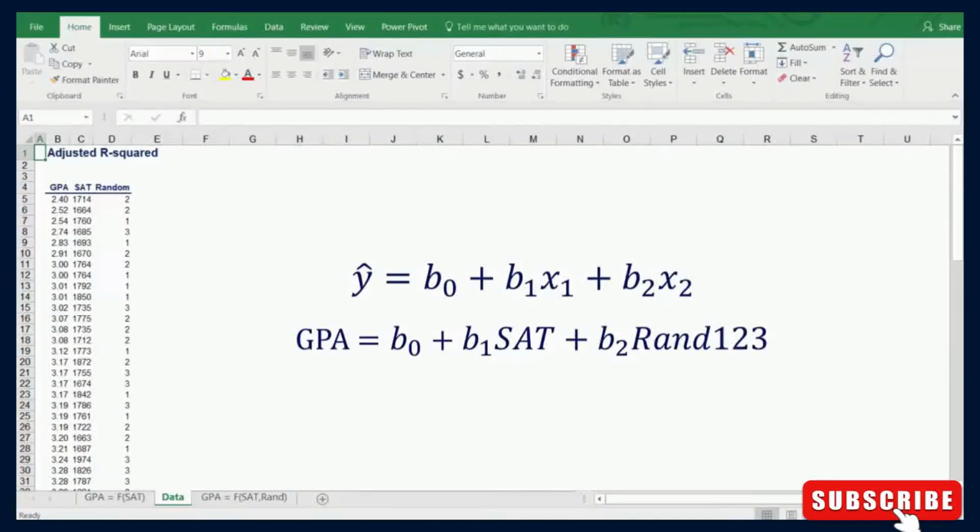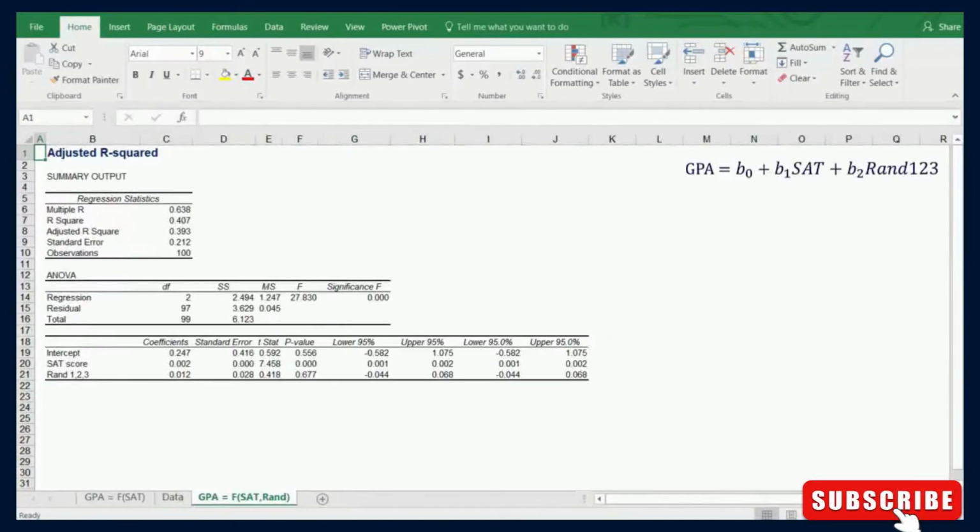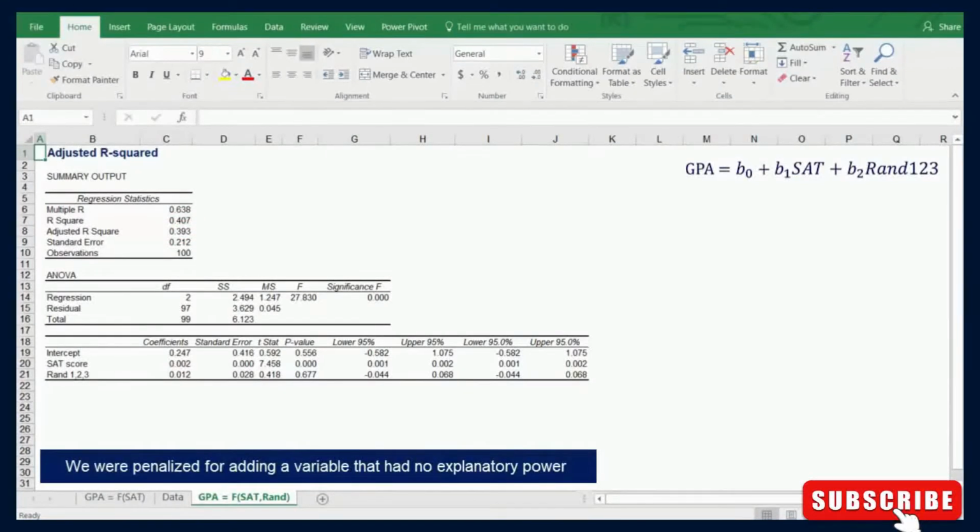Let's check out the newly created regression tables. We can see the new R-squared is 0.407, so it seems we have increased the explanatory power of the model. But then, our enthusiasm is dampened by the adjusted R-squared of 0.393. We were penalized for adding an additional variable that had no strong explanatory power. We have added information but have lost value.